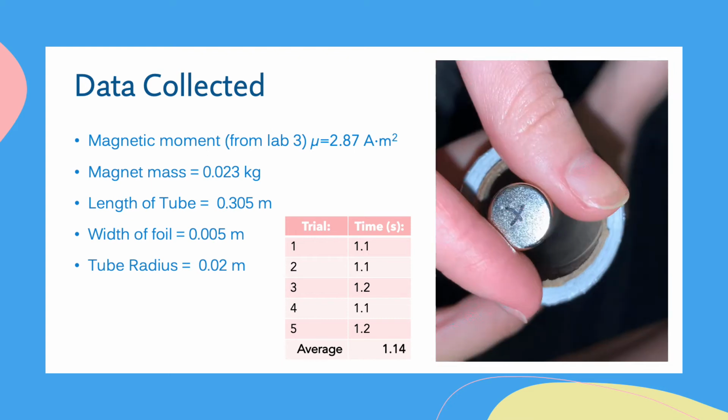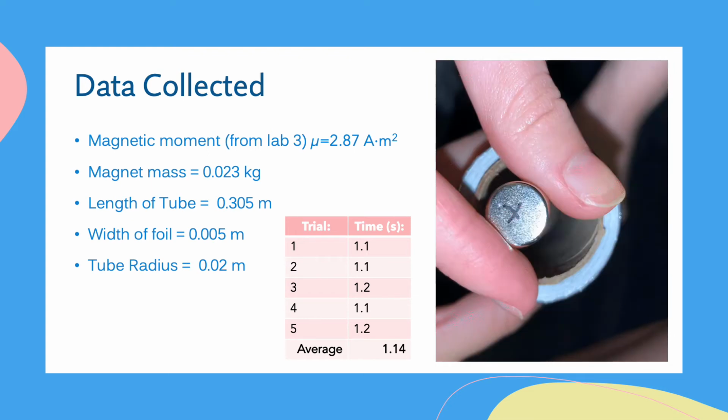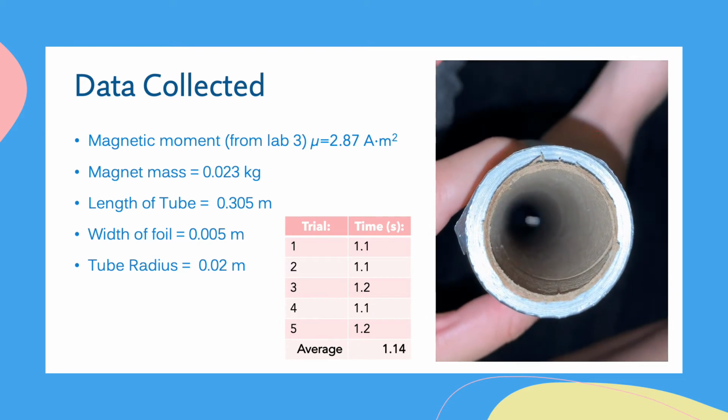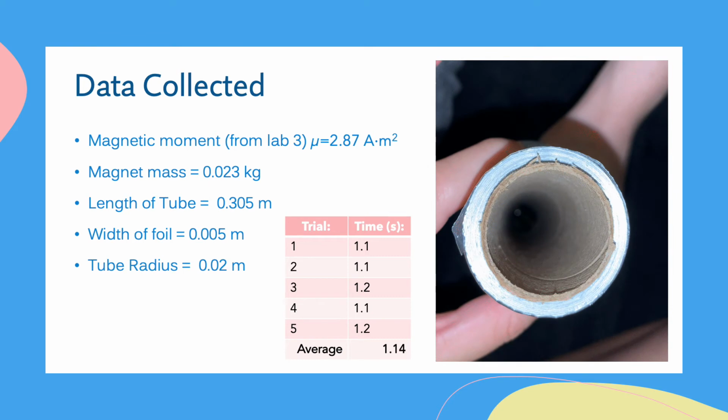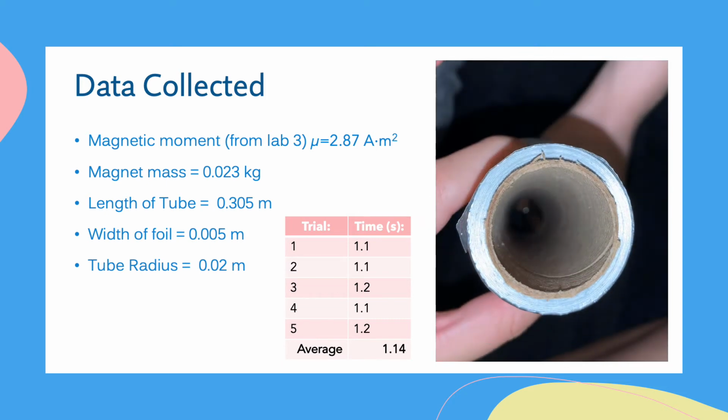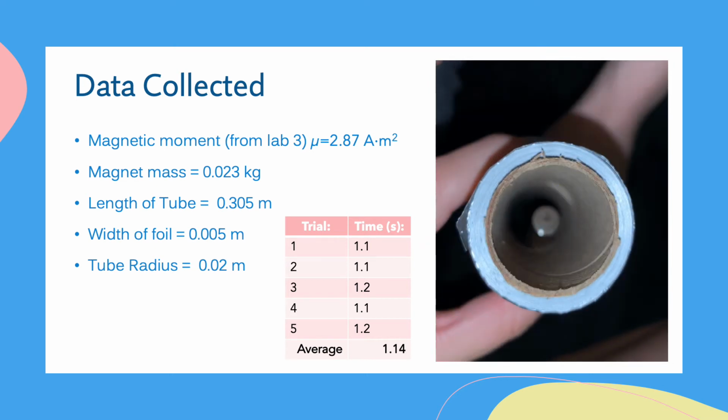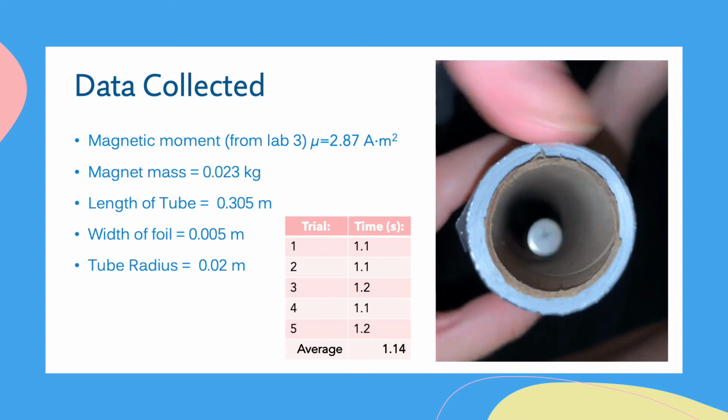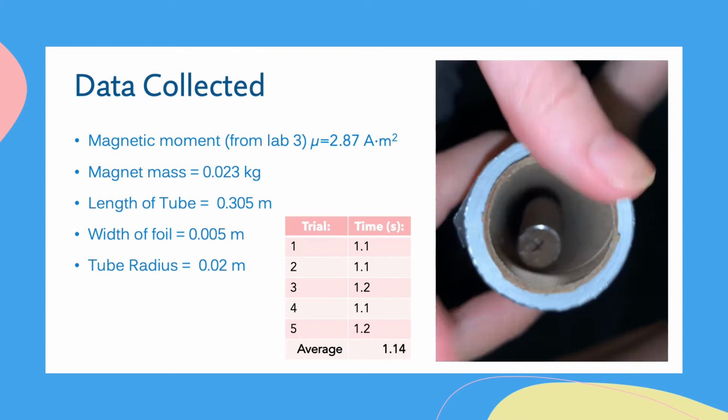The magnetic moment of the magnet, found during our calculations in Lab 3, is 2.87 ampere meters squared. The mass of the magnet is 0.023 kilograms. The length of the tube is 0.305 meters. The width of the foil is 0.005 meters, and the overall radius of the tube is 0.02 meters. After 5 trials of dropping the magnet, we determined that the average time the magnet spends falling through the tube was about 1.14 seconds.